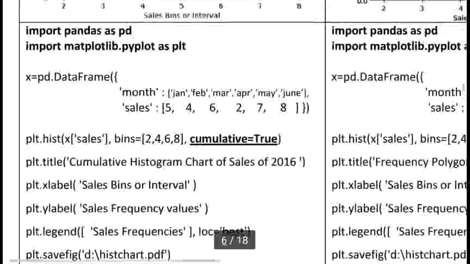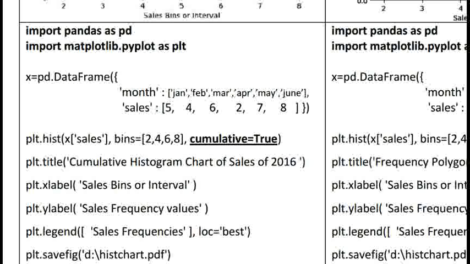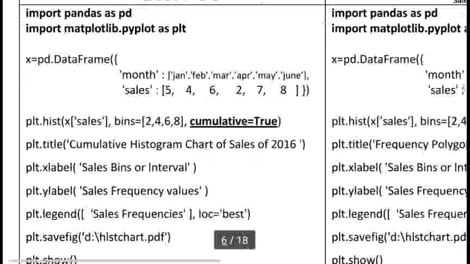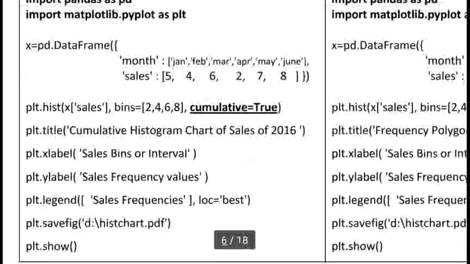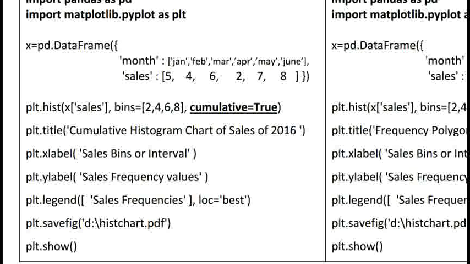Import pandas as pd, import matplotlib.pyplot as plt, x equals pd.DataFrame, then plt.hist, because in a histogram we need a numerical column. So x sales, and here I am deciding fixed intervals: 2 to 4, 4 to 6 and 6 to 8. I don't want a simple histogram, I want a cumulative histogram, so here I am using cumulative equal to true. This thing is important.